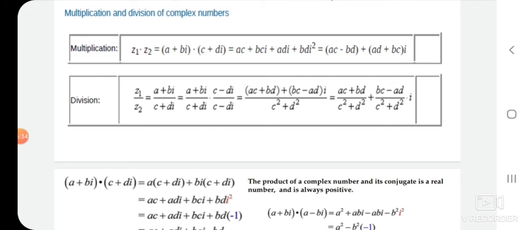therefore Z1 by Z2 is equal to AC plus BD divided by C square plus D square plus BC minus AD by C square plus D square i. Okay, in this way we can divide two complex numbers. You just try to solve this Z1 by Z2.